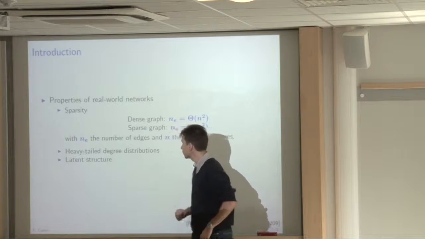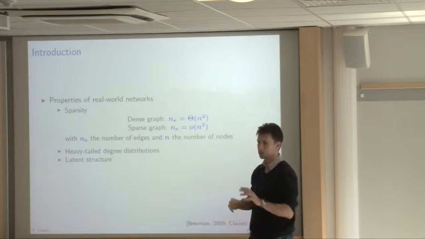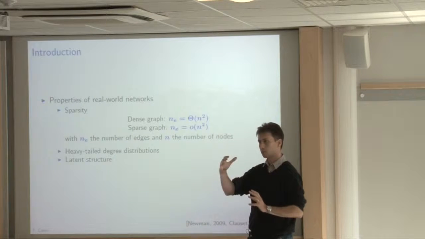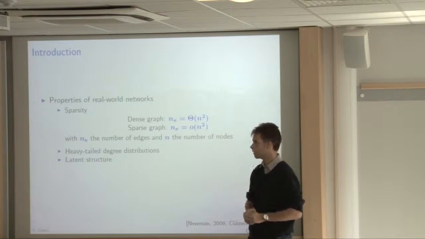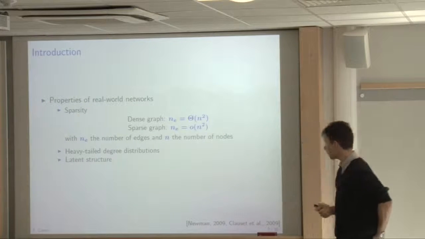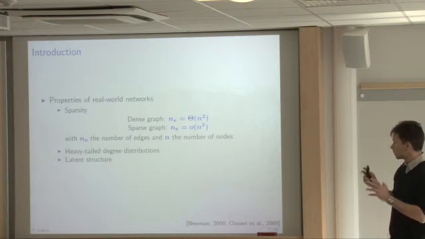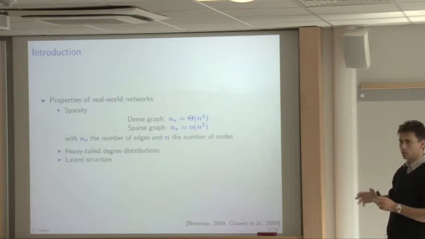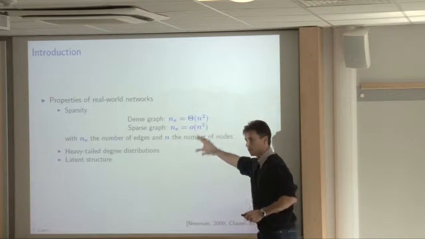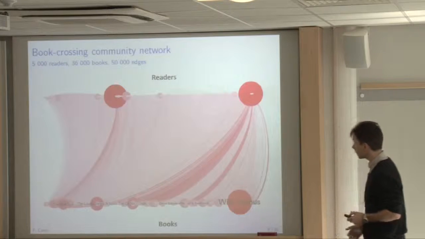And what you also expect in real-world networks is some sort of latent structure, some block structure, where you're more likely to have connections between nodes of a certain type than between nodes of different types. So I would like to be able to build a statistical network model that can capture those properties.